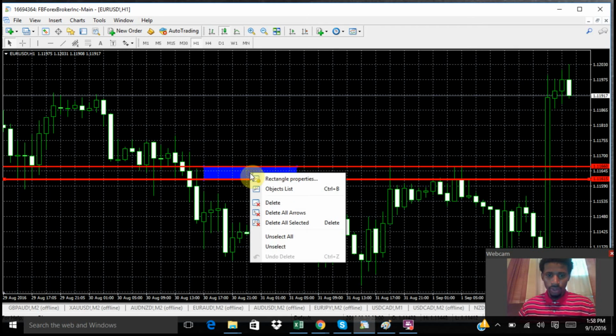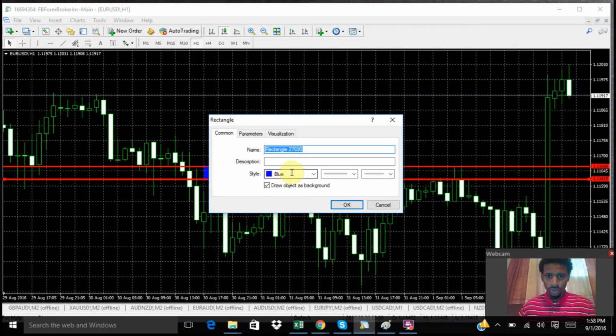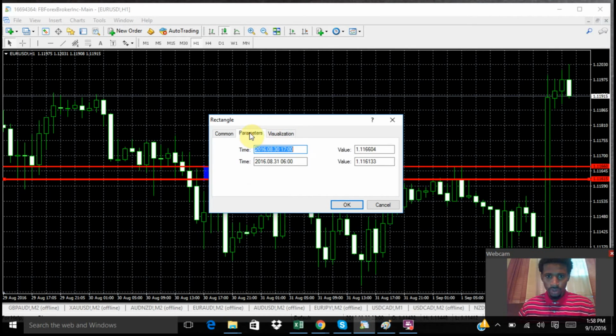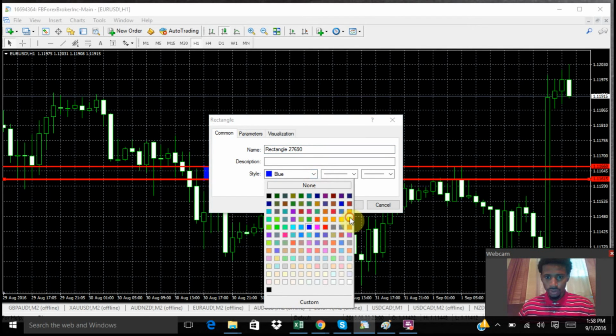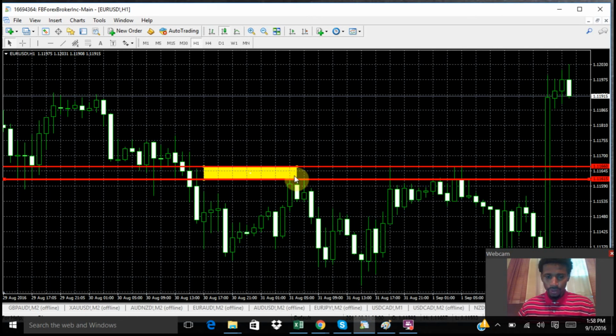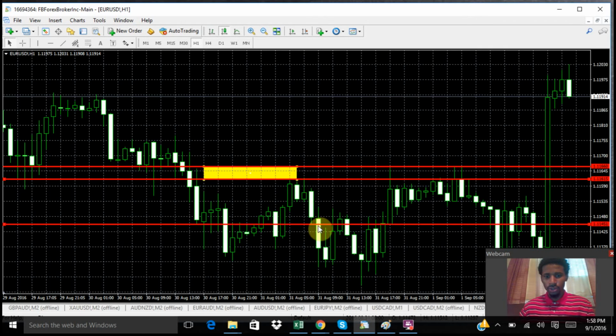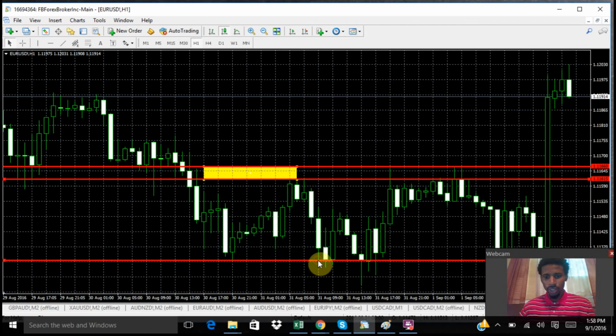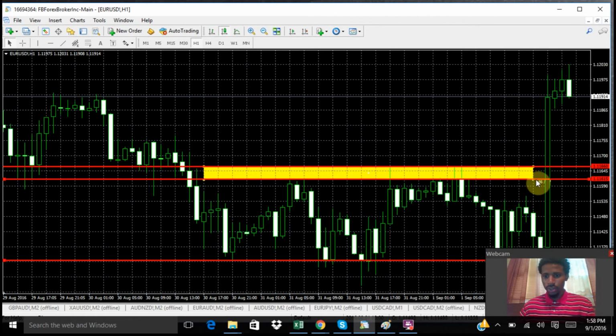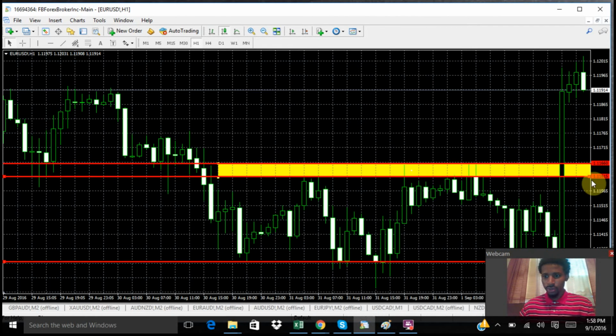As you can see, I'm going to edit the properties. Probably change it to a yellowish color. And as you can see, now you can start to draw your zones on the chart. So this actually has 2 lines. I'm going to show you the bottom one actually works as well. Yeah, you can drag this out basically into the future.